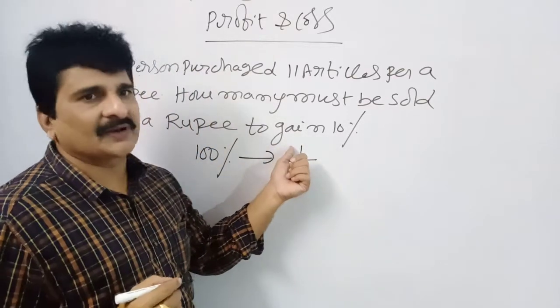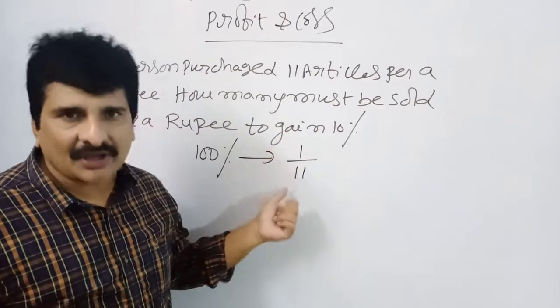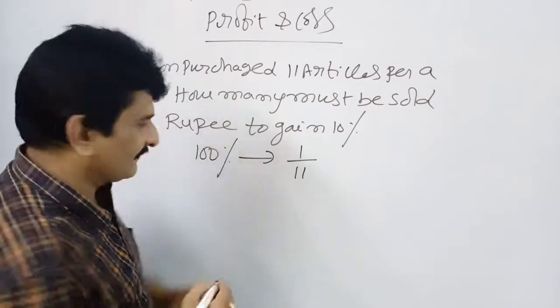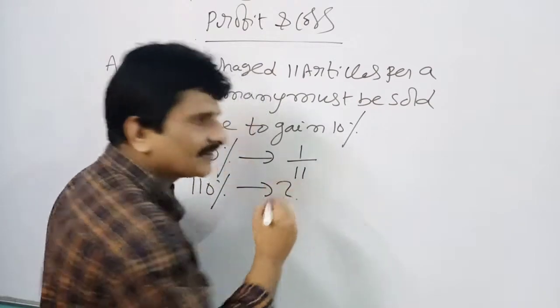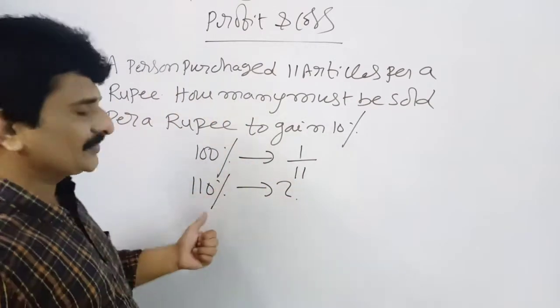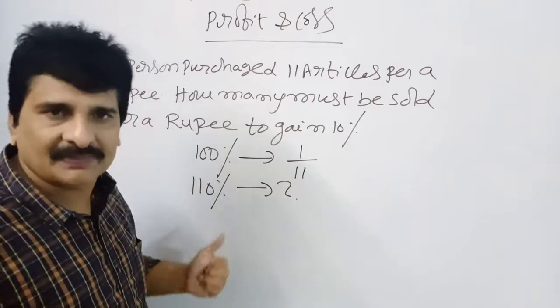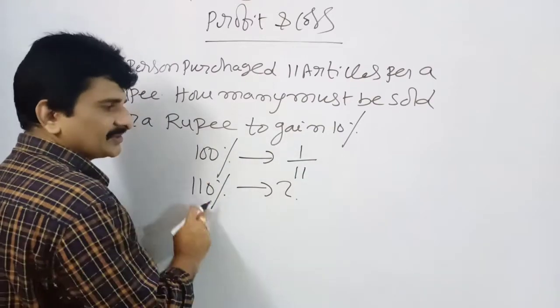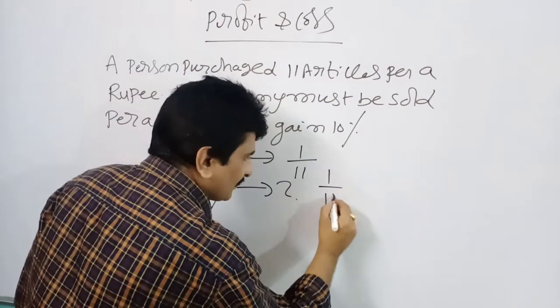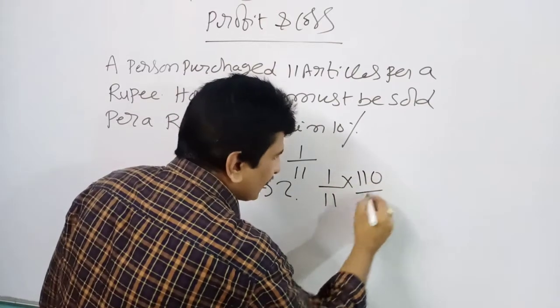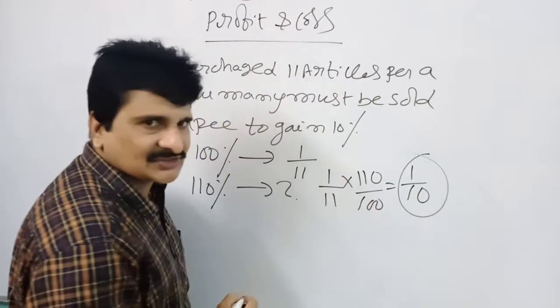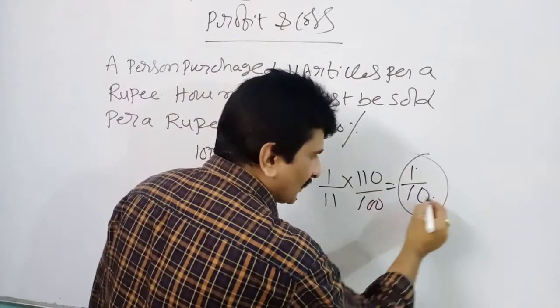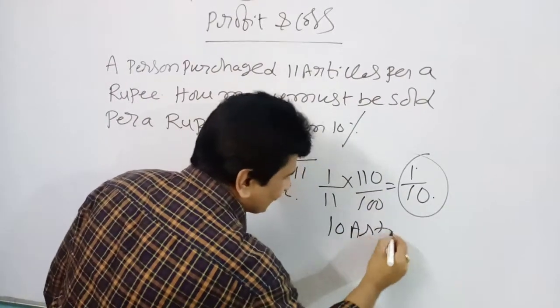11 articles for 1 rupee means what is the cost price of each article? Each article is 1 by 11. To get 10% profit, we have to find 110% equal to how much? When you are getting a profit, you add to 100. When you are getting a loss, you subtract from 100, because 100 is the CP. So the answer is 1 by 11 into 110 by 100. If you cancel, you will get 1 by 10. That means how many articles does he have to sell per 1 rupee? 10 articles. So the answer is 10 articles.